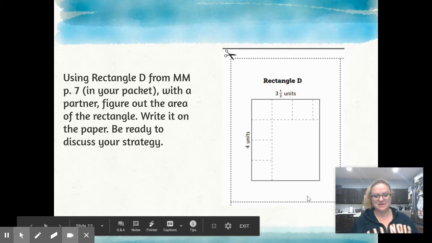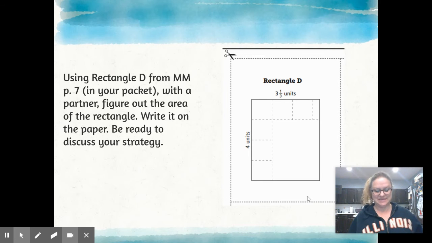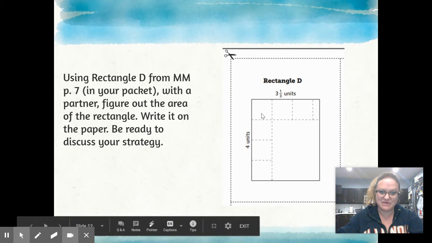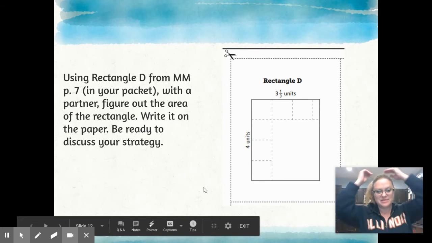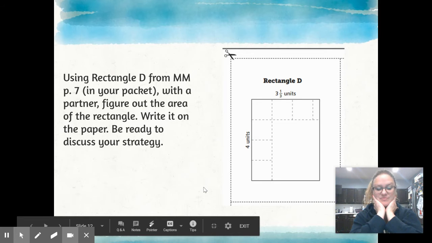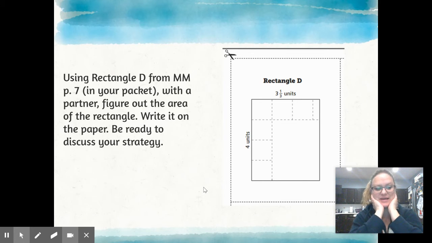Okay, so rectangle D presents a little more of a challenge. And it's a challenge because you will notice that we have 3.5 units by 4. When I say by, think multiplication. All right, so you don't have this packet, but let's see what you can do without the actual paper copy of rectangle D looking at this video.